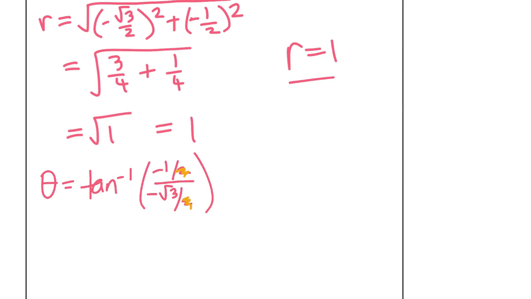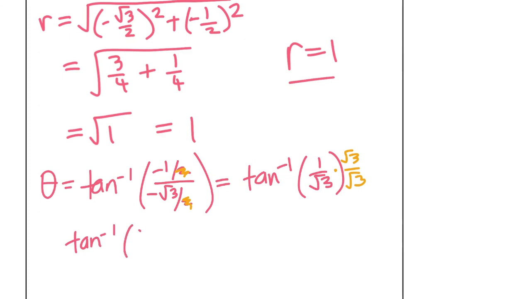So now I'm up to tan inverse of 1 over square root of 3. But we kind of have a problem still because we're not allowed to have radicals at the bottom. So to fix that, let's multiply by square root of 3 on top and bottom. So this really should be tan inverse of square root of 3 over regular 3.